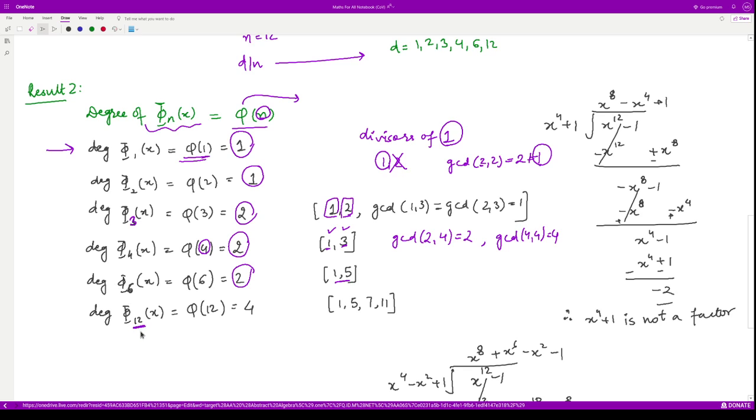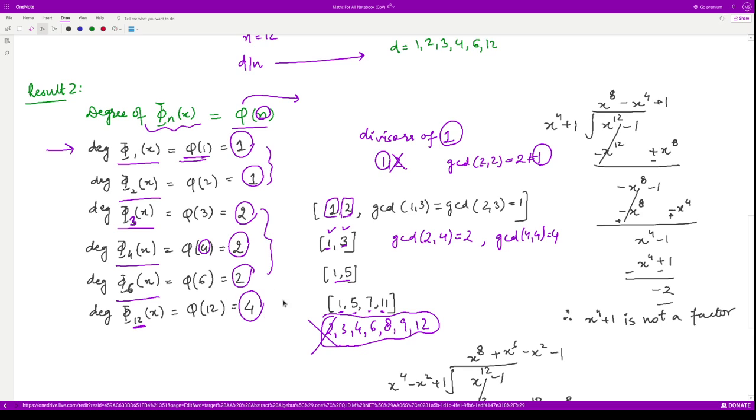And for phi 12 of x we have 4. The degree of this polynomial is 4 because the only numbers are 1, 5, 7 and 11. And the rest of the numbers, that is 2, 3, 4, 6, 8, 9 and 12, they all have GCD with 12 which is not equal to 1. So these numbers are not taken. So from here you see that every polynomial phi 1, phi 2, phi 3, phi 4, phi 6 has either degree 1 or degree 2, right? And this phi 12 has degree 4.